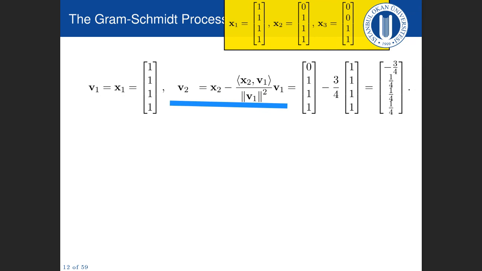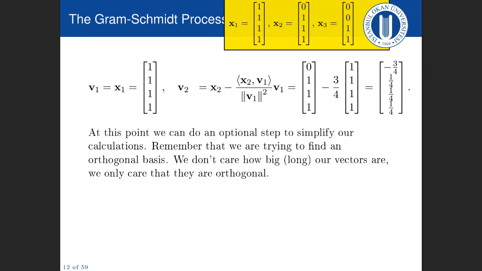And then we could go on to step 3 and calculate V3 if we wanted to. But actually, we could do an optional step here just to make our calculations a little bit easier.